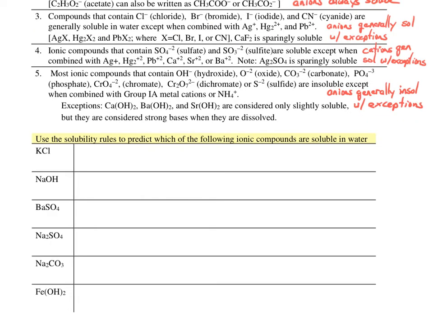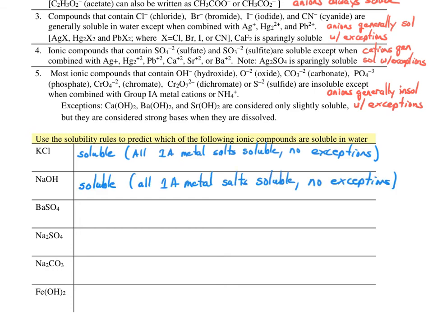Let's practice some examples. Potassium chloride. Potassium's a 1A metal. All 1A metals are always soluble. There are no exceptions. So potassium chloride is going to be soluble. Sodium hydroxide, soluble. A salt containing a 1A metal. Barium sulfate. Barium's a 2A metal, not always soluble. So let's look further.